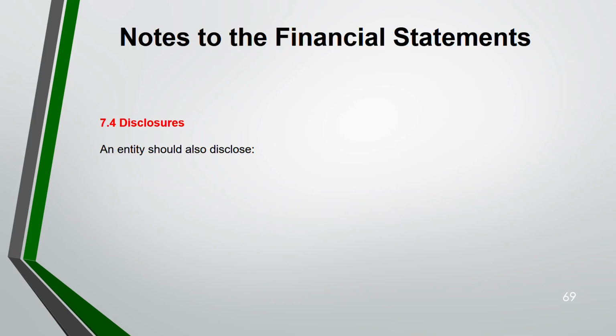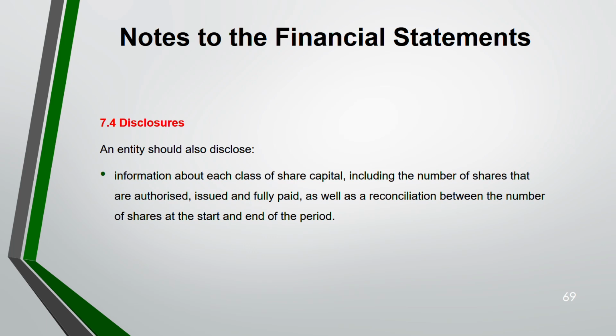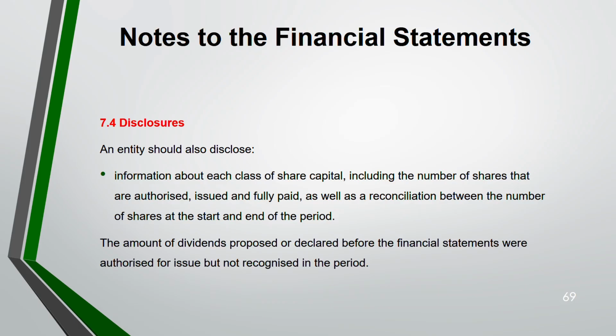Finally, the disclosure. An entity should also disclose information about each class of share capital. A company might have more than one class. They have premium shares, they have ordinary shares, they have other shares. Also, including the number of shares that are authorized, issued, and fully paid, as well as reconciliation between the number of shares at the start and at the end of the period. Number 2, the amount of dividend that is proposed or declared after the financial statements were authorized for issue but not recognized in the period shall also be disclosed.